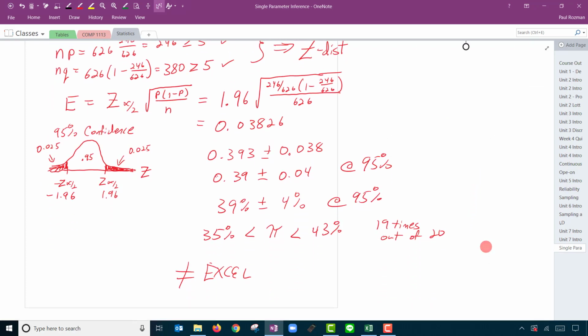We might be wrong. There's a 5% chance that the proportion isn't in that interval. And that isn't because we did something necessarily wrong. We just got unlucky. When I sampled the members of the society, I just happened to get a lower than usual number who have their membership dues paid.